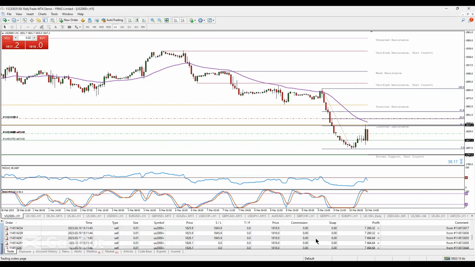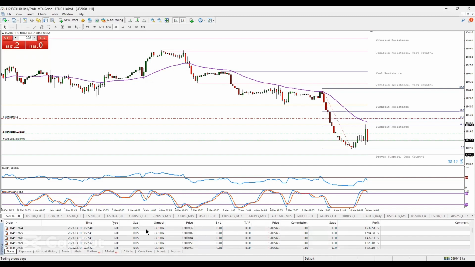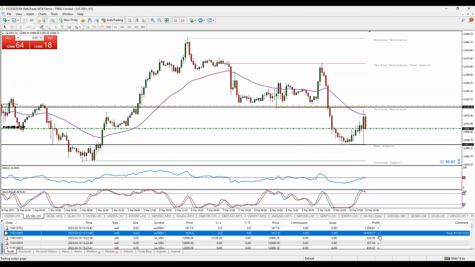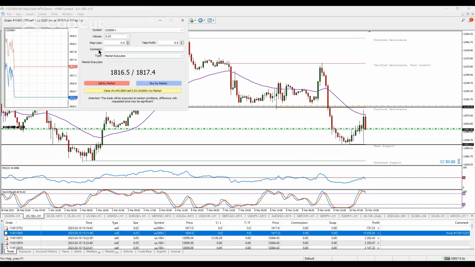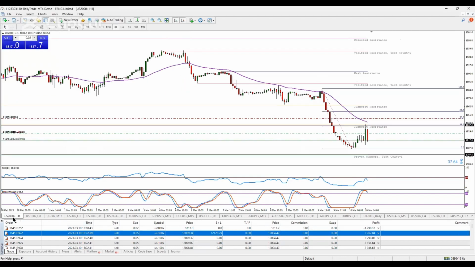Can you see my US 100? Okay, US 100. Where's US 100? Look at the US 100 that I just placed now. Can you see it? Let me even try and see if I can place more. I'm still placing more. I'm still stacking on US 100, right? Double click 0.01, close.